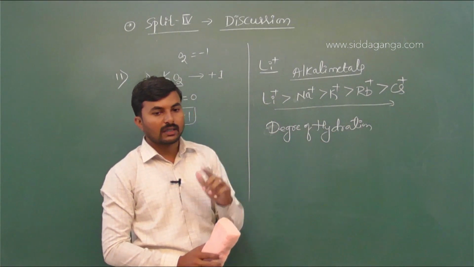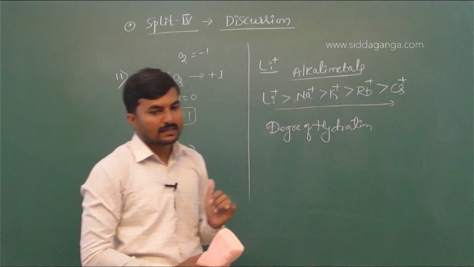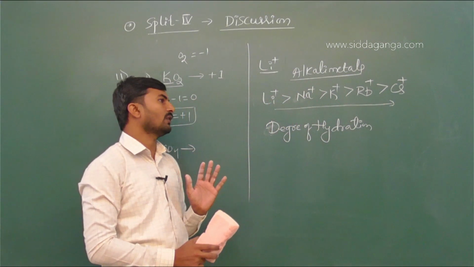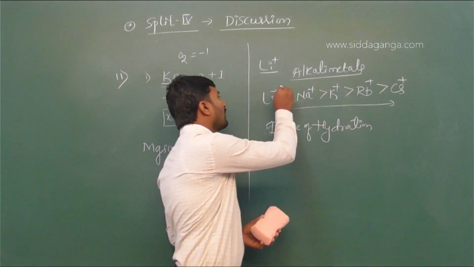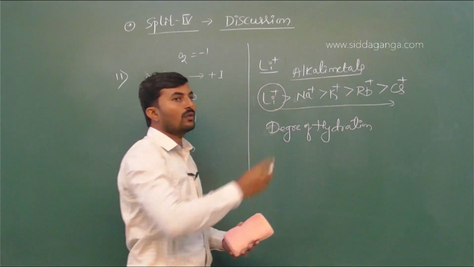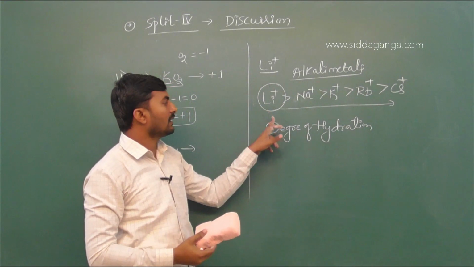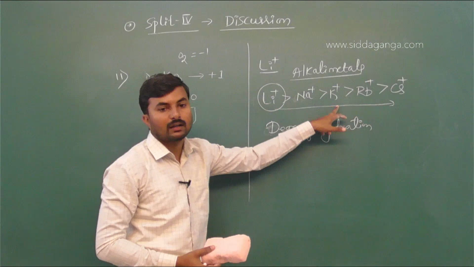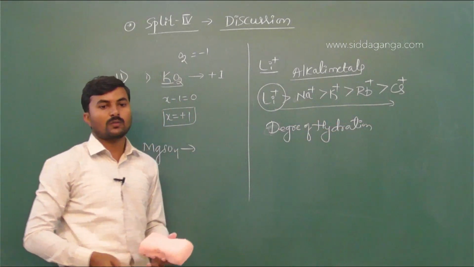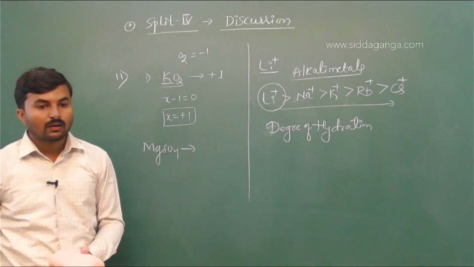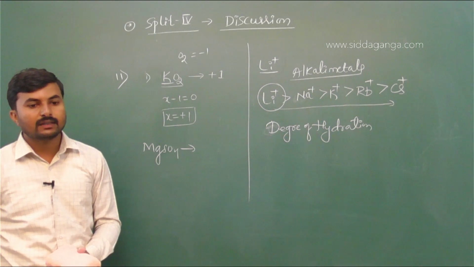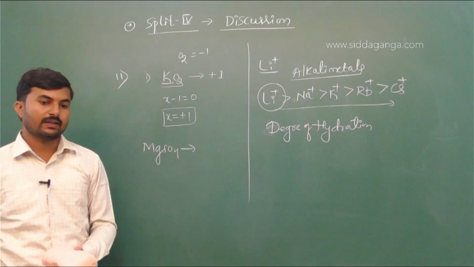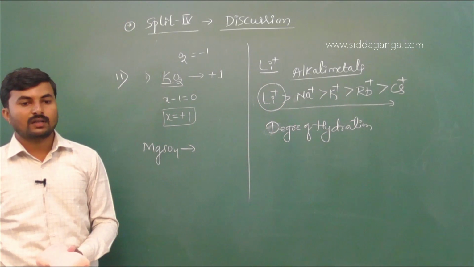So option 3 says lithium plus ion has minimum degree of hydration, but that is the wrong statement. The actual thing is that the lithium plus ion has the highest degree of hydration among the alkali metals. So which is the correct option here? Option 3, lithium plus has minimum degree of hydration. Okay, so the next question.